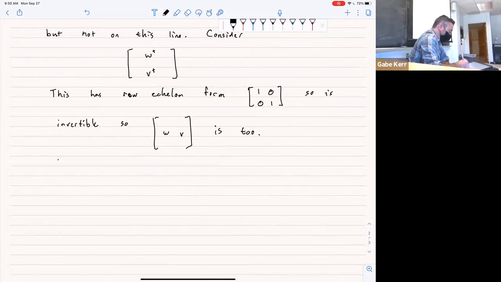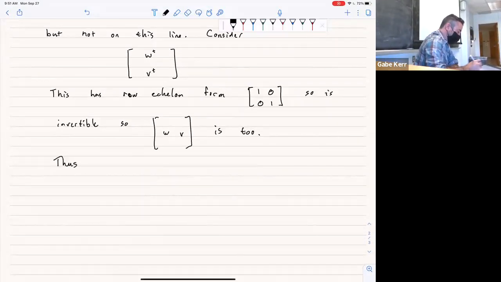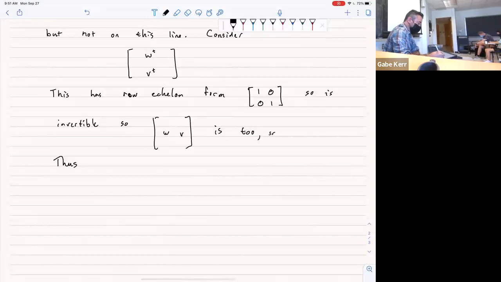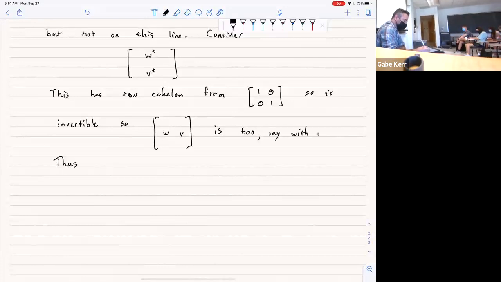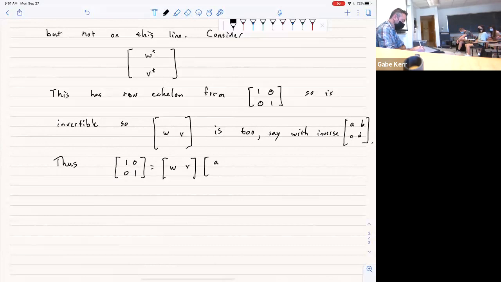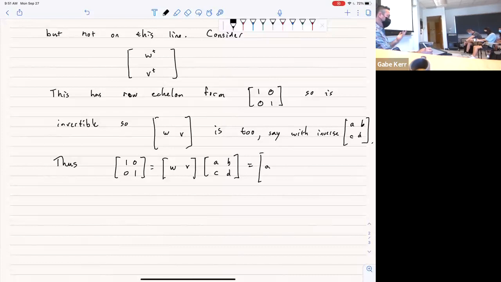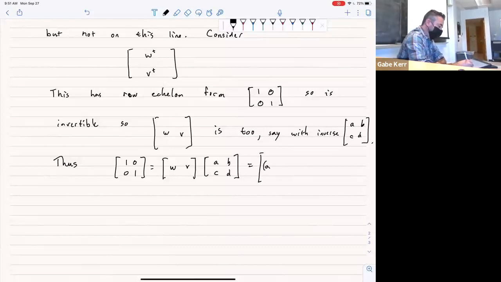Now let's look at the inverse. We'll say with inverse, ABC. So that means what? That means the identity is equal. Well, I'll multiply, I mean, with the inverse, you can multiply on the left or the right. But now, I mean, this is just because we're, oh, I'll just say.